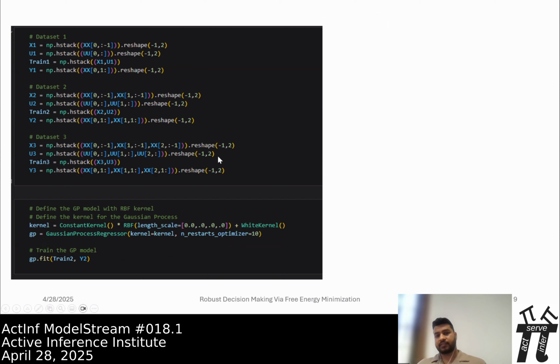So Y represents the next possible state, given the previous state and the current input. We have 3 such data sets, each consisting of 500 samples, and we train 3 different Gaussian process models here.